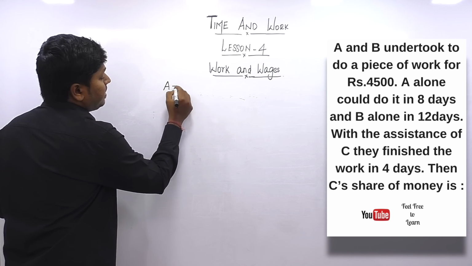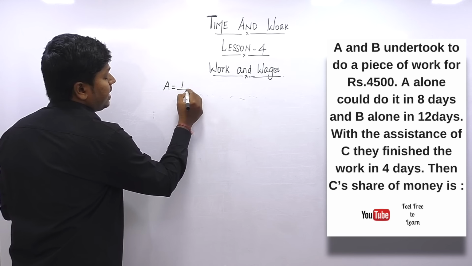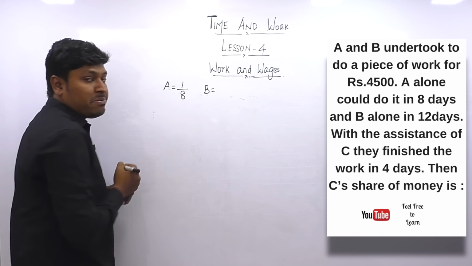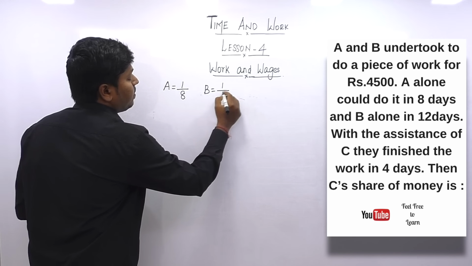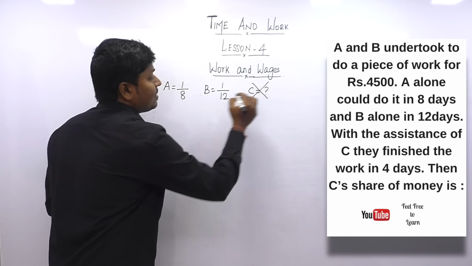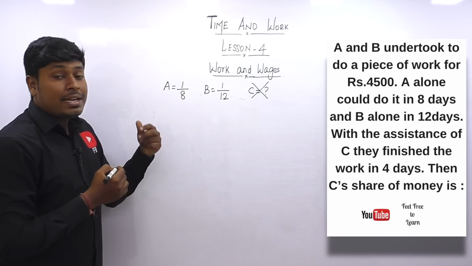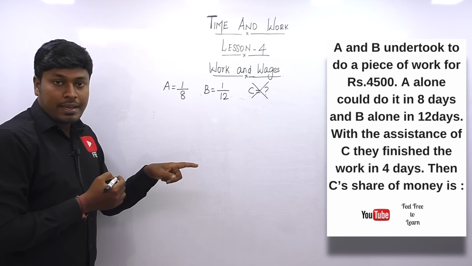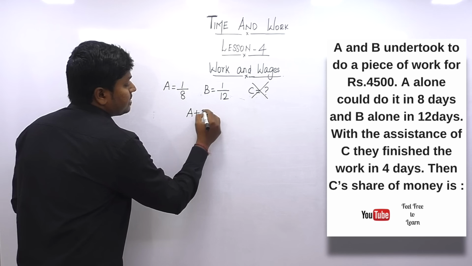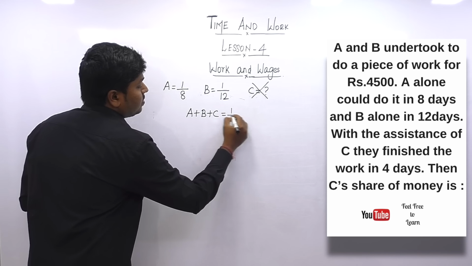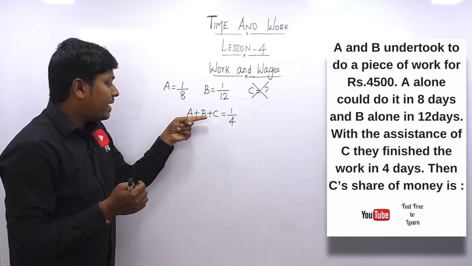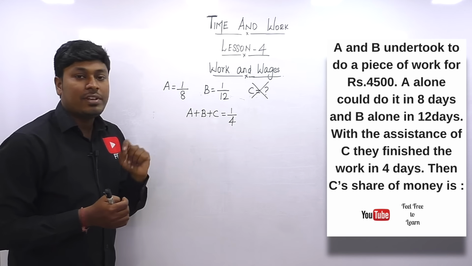So friends, A can complete a piece of job in 8 days. That means A's 1 day work will be 1 by 8. Next is B. B can complete the same job in 12 days. So we can say that B's 1 day work will be 1 by 12. But in this question, they have not given C's 1 day work. But they have given another point, that if all the 3 are working, then the job gets completed in 4 days. So we can say that A plus B plus C is equal to 1 by 4. All the 3 persons' 1 day work will be 1 by 4.